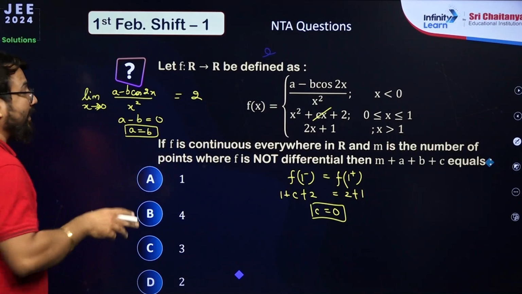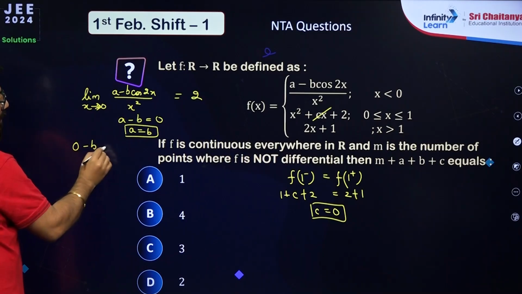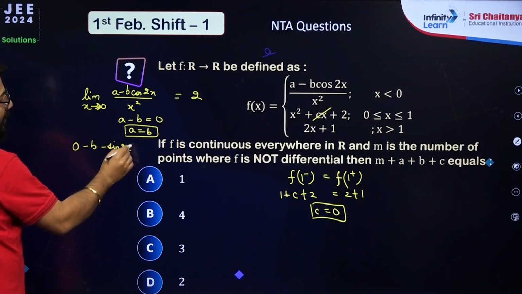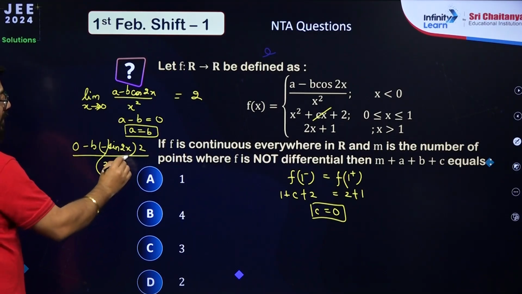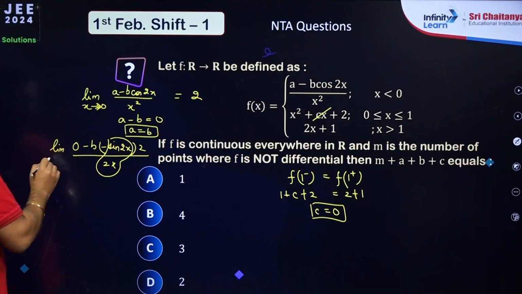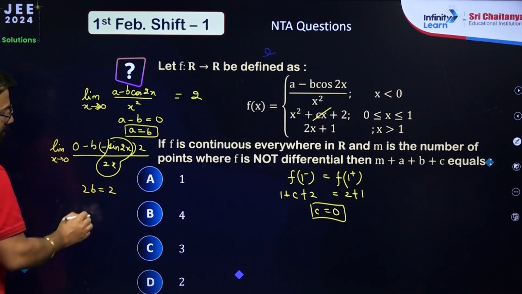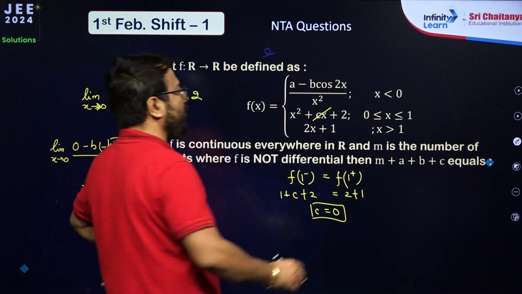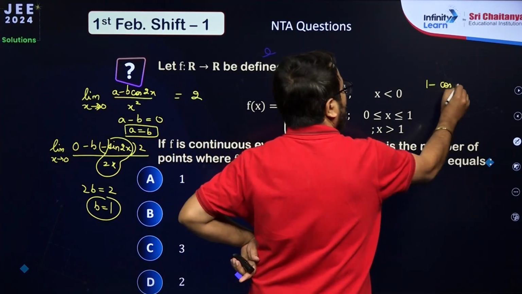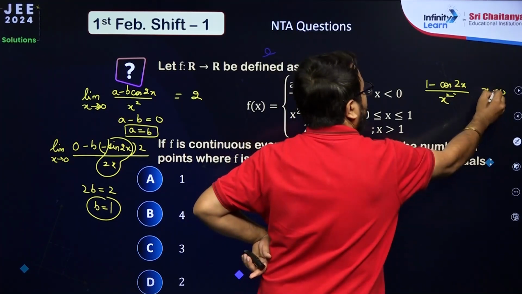Alright, the second point. If I try to differentiate this, differentiation of a will be 0. Here it will be b and then negative sine 2x into 2, whole divided by 2x. If I apply the L'Hopital rule here, then minus into minus gets positive, and the result becomes 2b. 2b is equal to 2, so b will be 1. And if b is equal to 1, then a will also be 1. So finally I got this as 1 minus cos 2x whole divided by x square when x is less than 0. Are you getting my point?